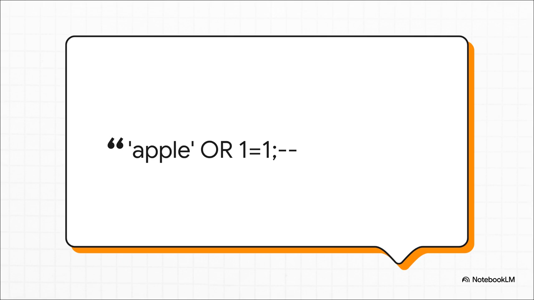Well, guess what? 1 always equals 1. That true statement can trick the database into dumping all its data. Usernames, passwords, you name it. This is exactly the kind of thing a WAF is built to spot and shut down.